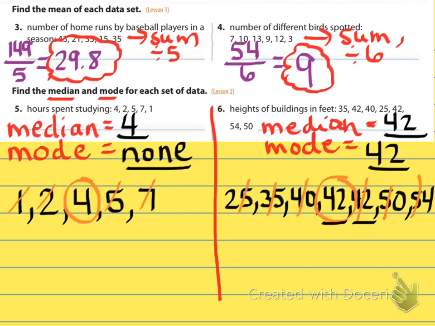So rewriting everything least to greatest, and I've marked everything off. You can see that the one number that's in the middle is 42, circled in orange. The mode is also 42 because if you look, underlined in black, 42 is the only number that appears more than once. Okay?